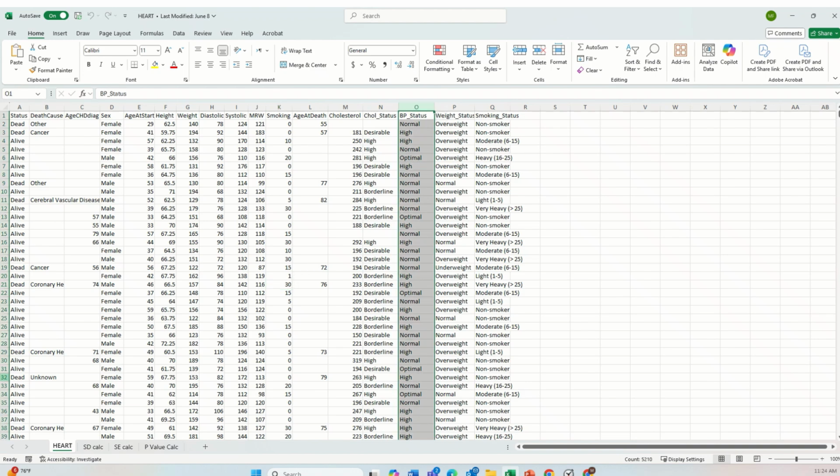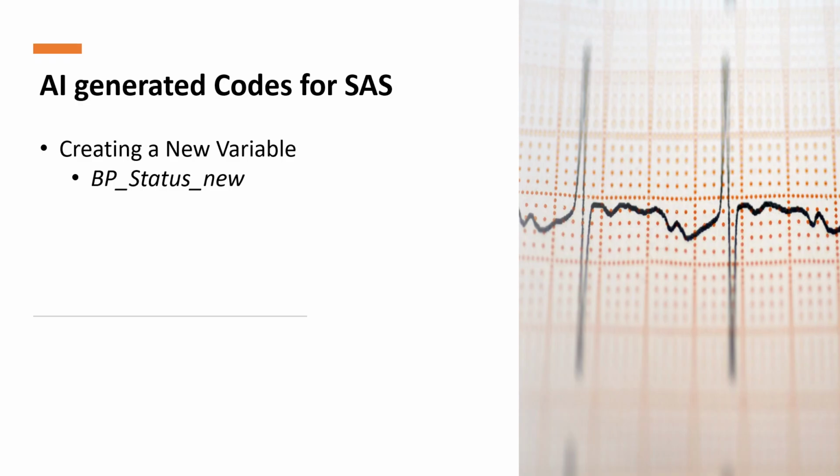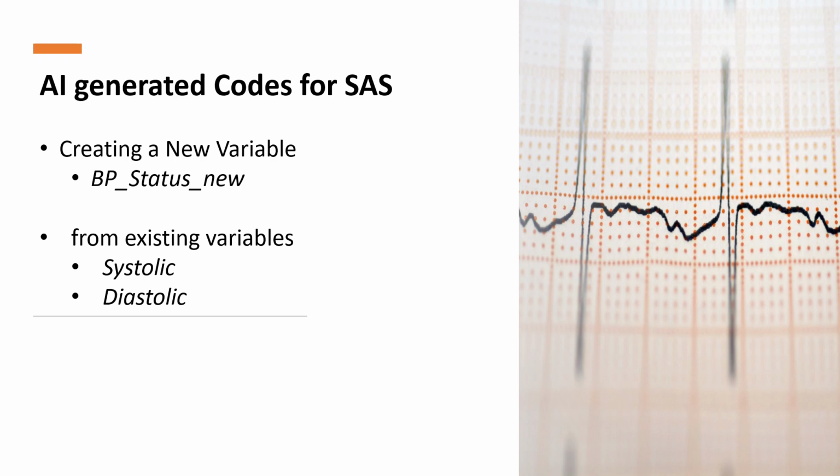the BP status categories are now extremely outdated, right? So let's use the latest blood pressure classification definitions to create a brand new BP status variable for our analysis. We are going to generate a SAS code using ChatGPT to create a new variable, BP_status_new, based on the latest American Heart Association definitions. We'll use existing variables, systolic and diastolic blood pressure, from the heart dataset.